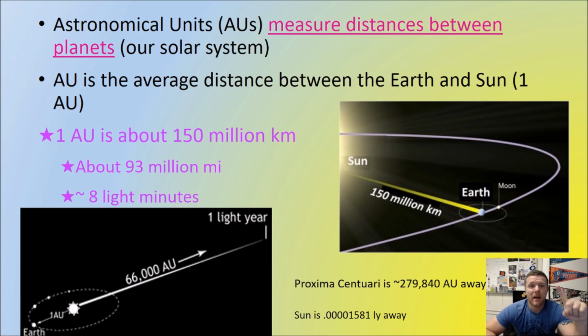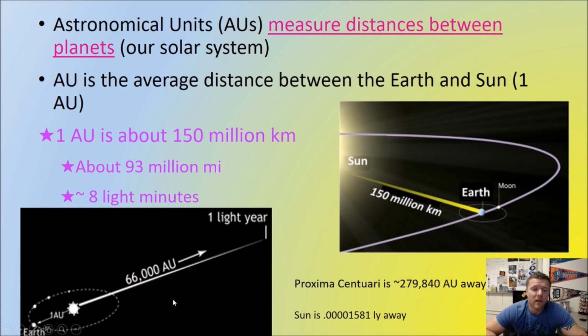1 AU is about 150 million kilometers. It's about 93 million miles. It's about 8 light minutes. It's just the average distance between Earth and the sun. And I say average because the Earth is not always the same distance away from the sun. The Earth travels in an ellipse, so sometimes it's closer, sometimes it's farther away, but the average is 1 AU.